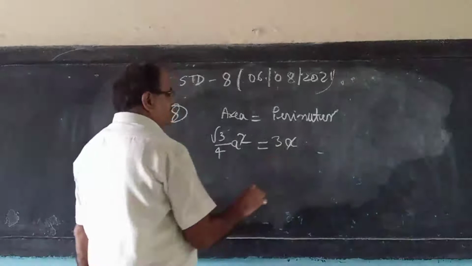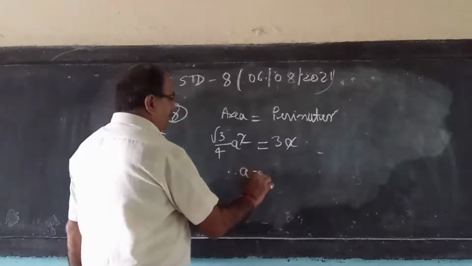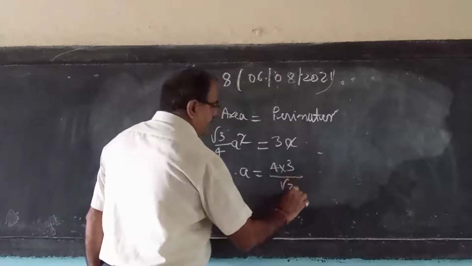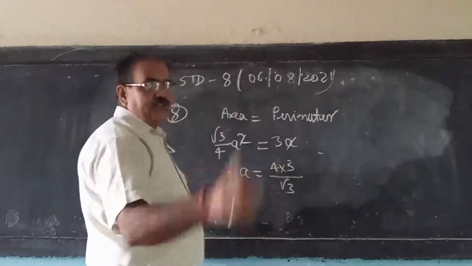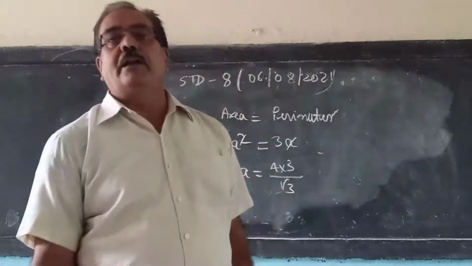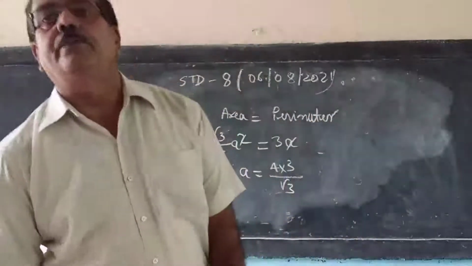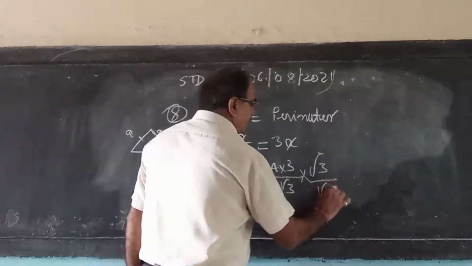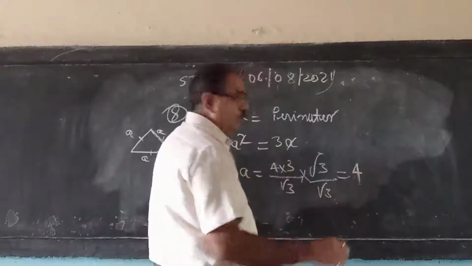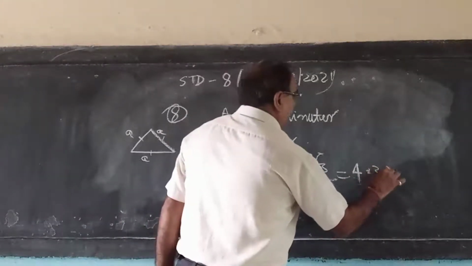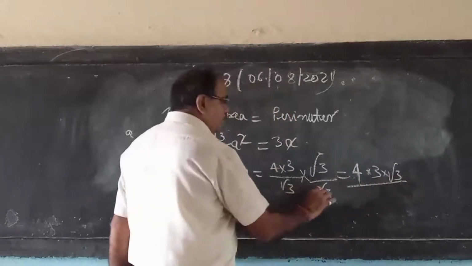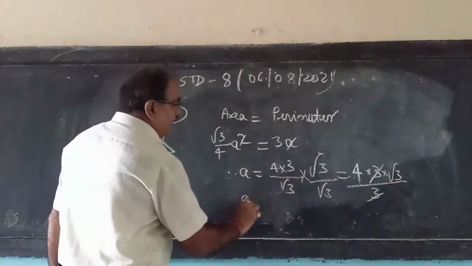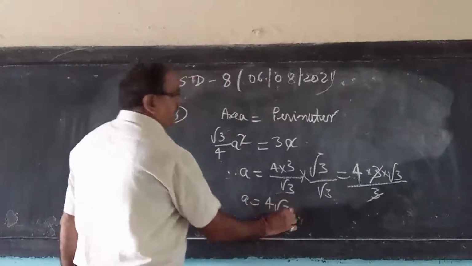Now one A will be cancelled. So A will be, by cross multiplication, 4 into 3 by root 3. The denominator is an irrational number. Whenever the denominator is an irrational number, we have to rationalize the denominator. So multiplying by root 3 by root 3, that is 4 into 3 into root 3, and root 3 into root 3 means 3. Cancel. So what is the A value? A value is 4 root 3.